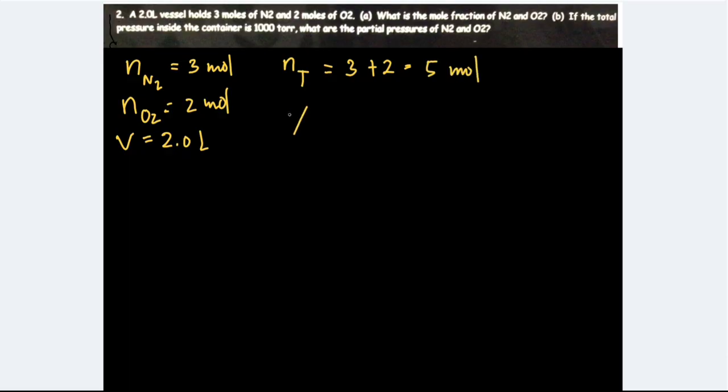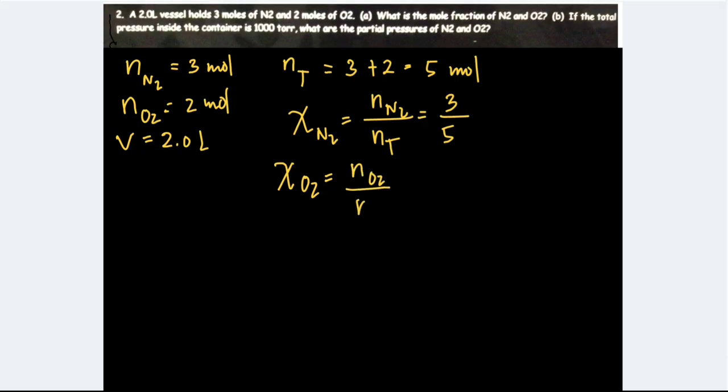And then to solve for the mole fraction of each of the gases: the mole fraction of N2 is the number of moles of N2 divided by the total number of moles, so that is 3 over 5. Then the mole fraction of oxygen is the number of moles of oxygen divided by the total number of moles, that is 2 over 5.